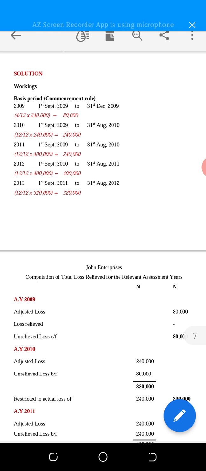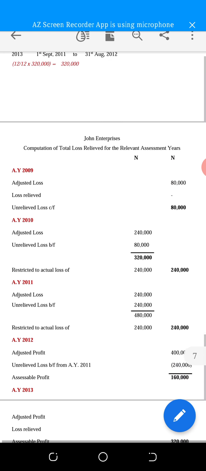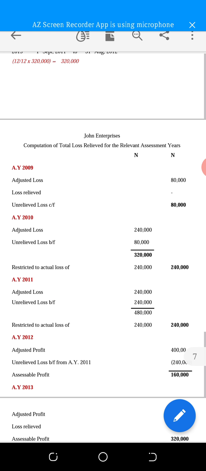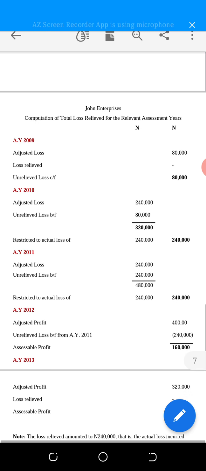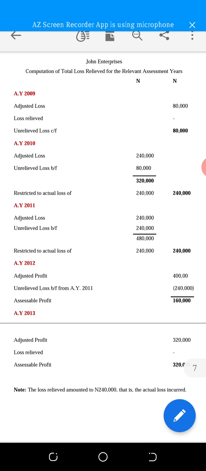2012 basis period, that's 1st September 2010 to 31st August 2011, which is a profit of 400,000. Then in 2013, look at the basis period there, that's a profit of 320,000. Now looking at the actual solution, we've looked at the workings, we've done the most important thing in the working to get our basis period and our adjusted profits. So John Enterprises computation of total loss relieved for the relevant assessment years.